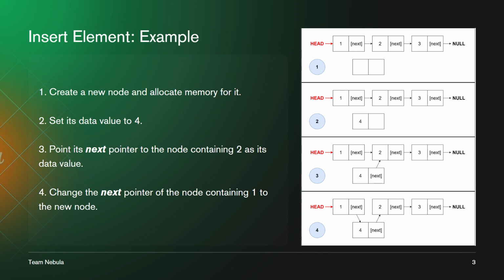First, we create a new node and allocate memory for it. Next, we set its value to 4. Next, we point its next pointer to the node containing 2 as its data value. Finally, we change the next pointer of the node containing 1 to the new node we just created. And that's it. We have successfully inserted the new element without needing to shift any other elements around, which is what we would have to do in an array.